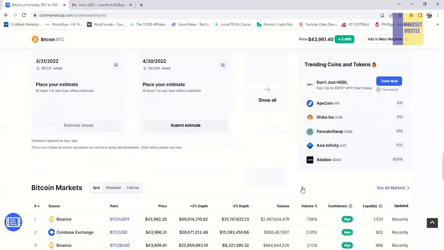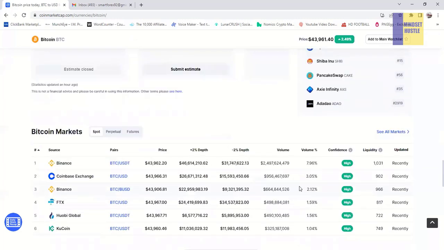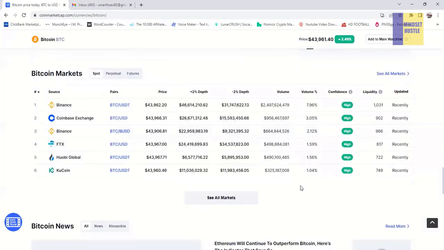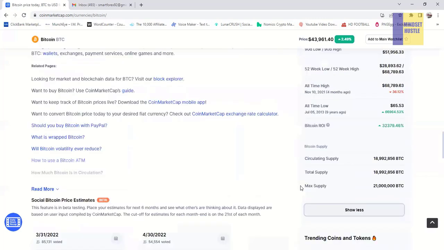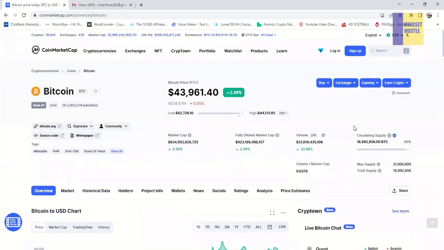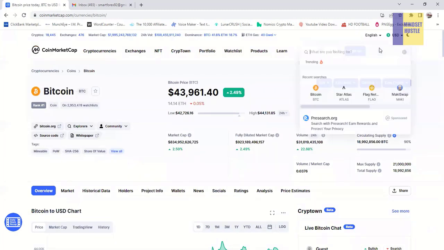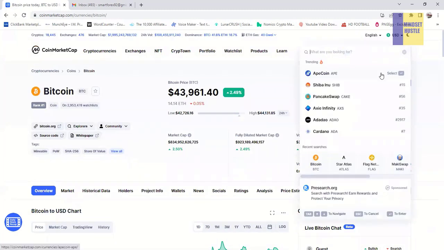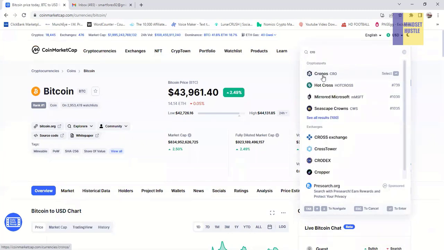All right. So these are the main important things that you need to know about selecting a token. So now let's come to, for instance, let's say we want to buy crypto.com or token CRO. So we'll come here and type CRO. Right now they've changed the name from crypto.com to Cronos chain.